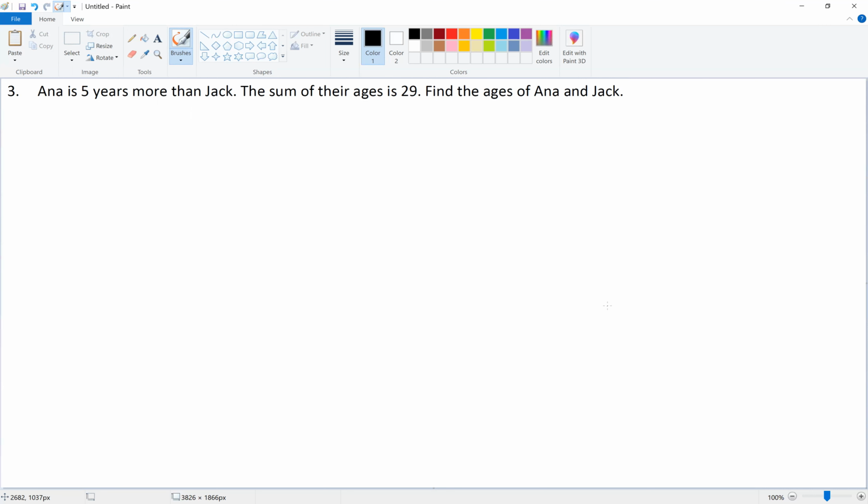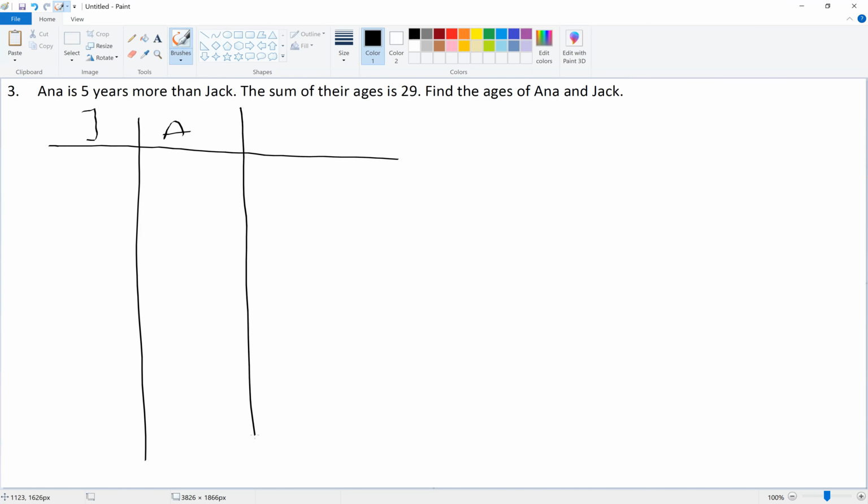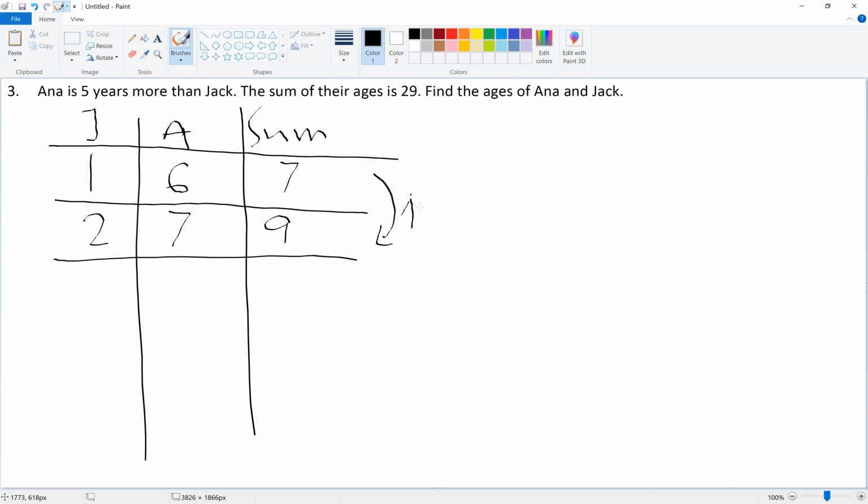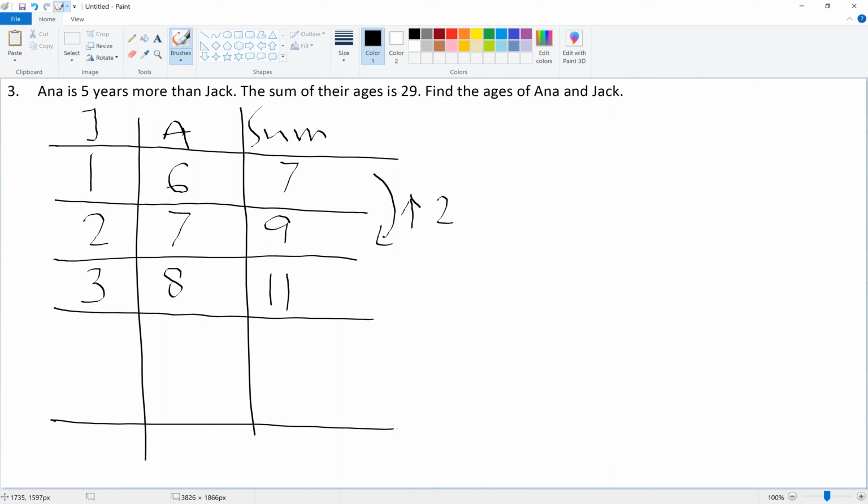If Jack was 1 and then Anna was 6, if you add their ages, it becomes 7. And if you go up again by 1, Jack becomes 2, and Anna is 5 years older than Jack, so it becomes 7, and that's 9. We can do it one more time, which is 3. That goes up by 2. So if you go up to 3 and 8, that equals 11.